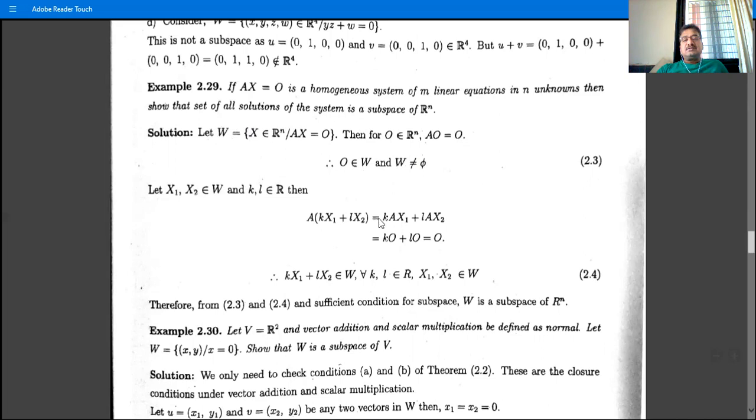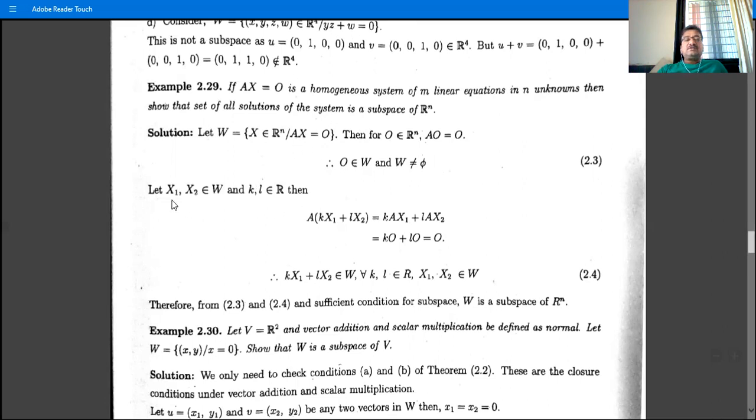Okay, this is the single condition of a subspace. Don't use this condition; we use the separate two conditions. That is, suppose x1 and x2 belong to W. Then what do we have? Ax1 is equal to 0 and Ax2 is equal to 0, because x1 and x2 satisfy this condition.